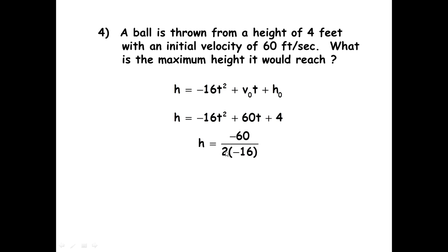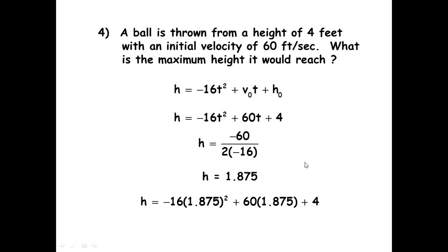Again, I can use my minus b over 2a to figure out what that maximum height would be. And I have 1.875, which is actually the time. That's my h value. So I have to plug that into my equation to get the height. And the height is 60.25 feet. Again, don't forget your units.